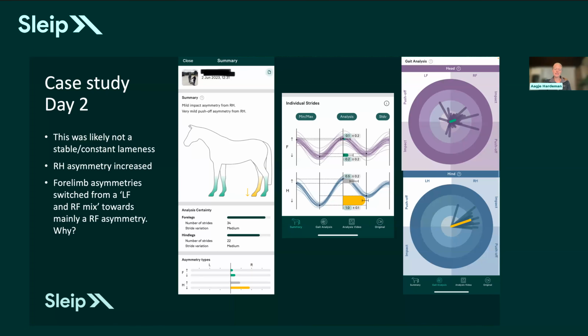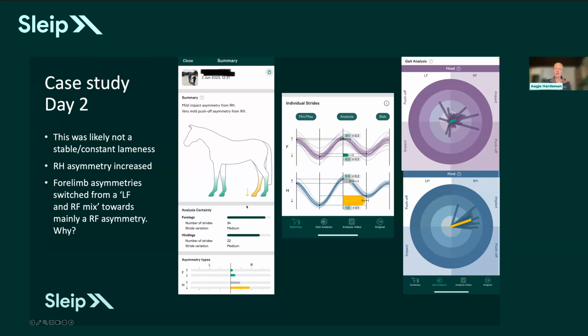And I think this is another take-home that I would like to give to you, because this was likely not a stable lameness. You see when the horse stayed in the clinic overnight and you trot it up again, you see that it actually got way more asymmetric than it was on the first day. And please bear in mind that that effect can happen, and that adrenaline maybe has a bigger influence than we all think.